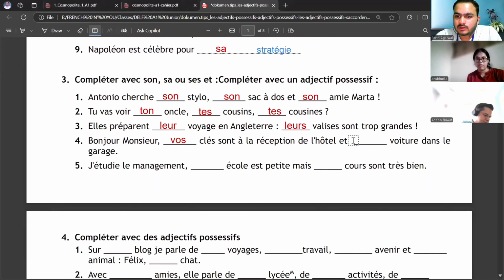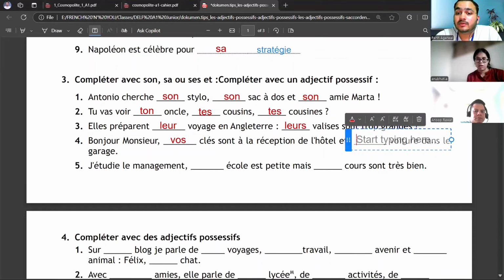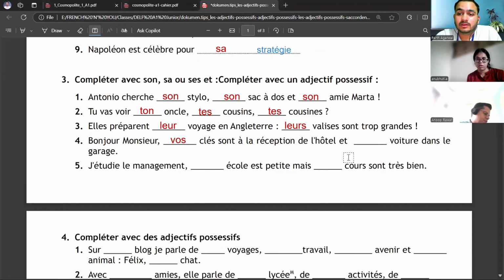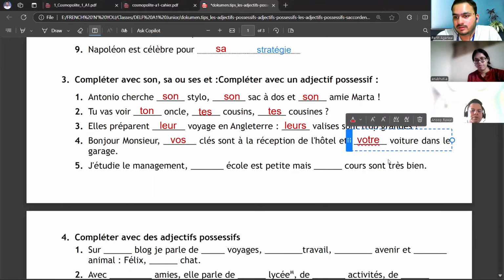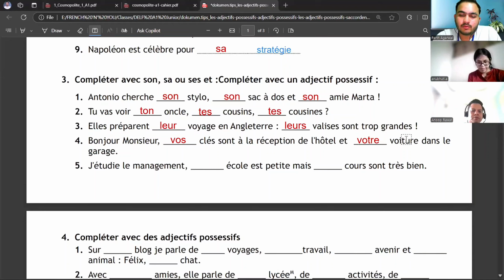And what about the next one? This one it will be votre, Anubhuti? Votre, because voiture is singular here. Voiture is not plural. It's a car, one car. So your keys are at the reception of the hotel and your car in the garage.